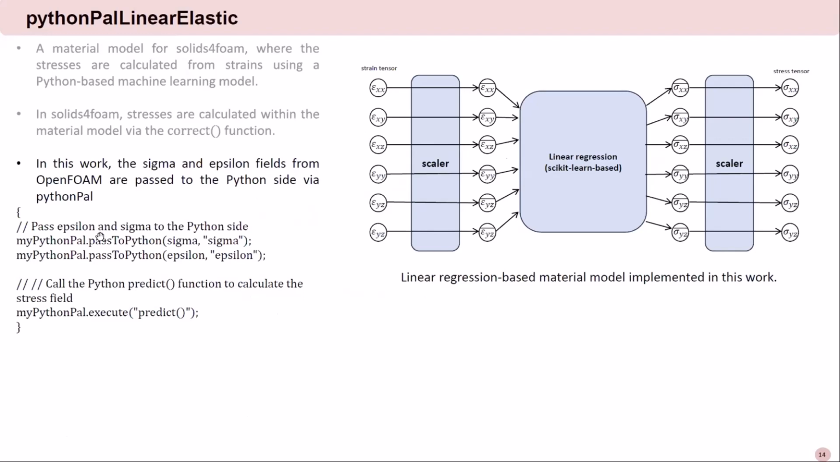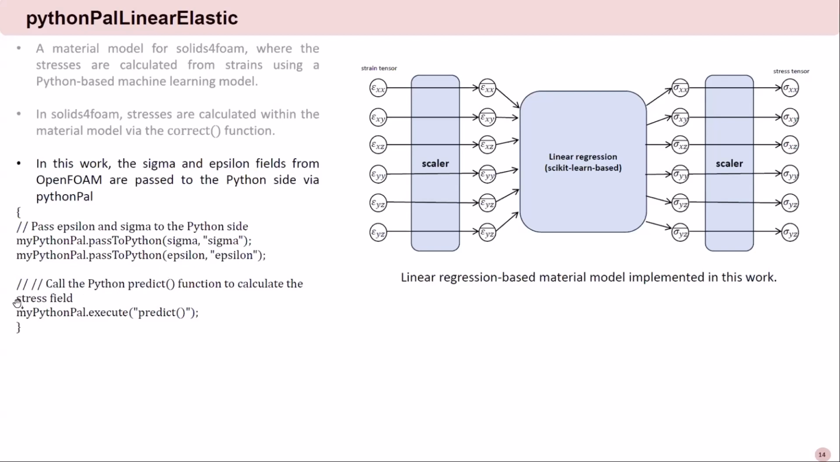So what we're doing here is first, I'm passing to the Python side both the sigma and epsilon fields, which are the stress and strain fields. And after I do this, there will be a NumPy array with the same information. One of them will be sigma on the Python side, and the other one will be epsilon on the Python side. Those will be their names. After that, I can do whatever I want with them.